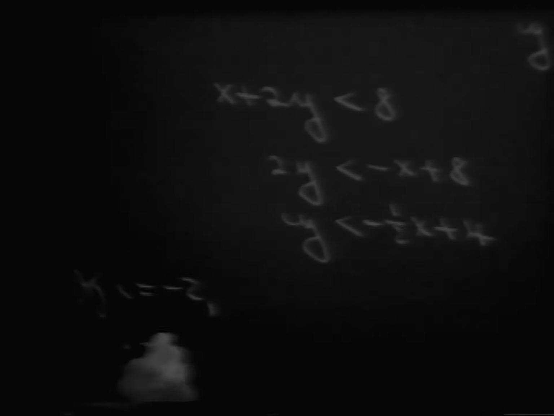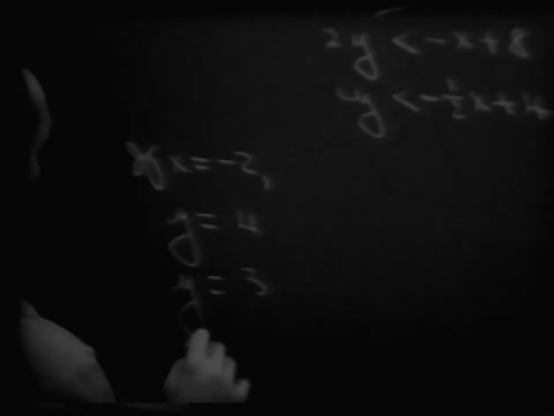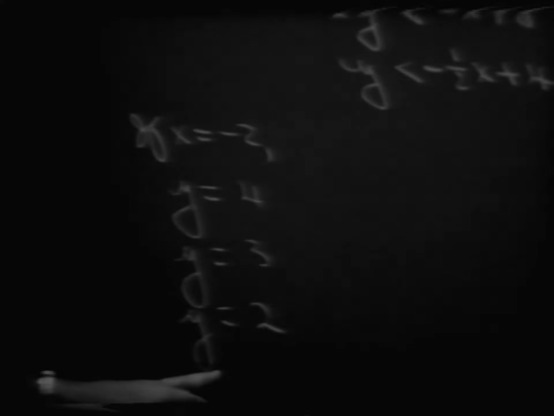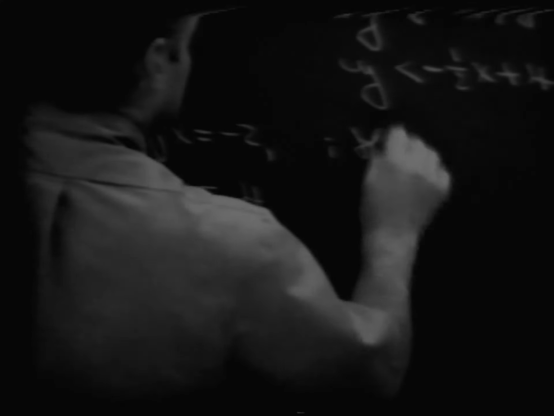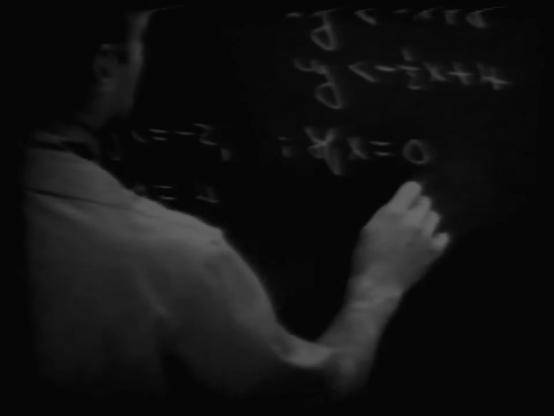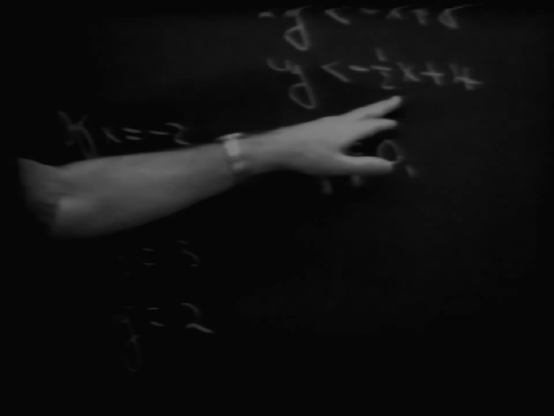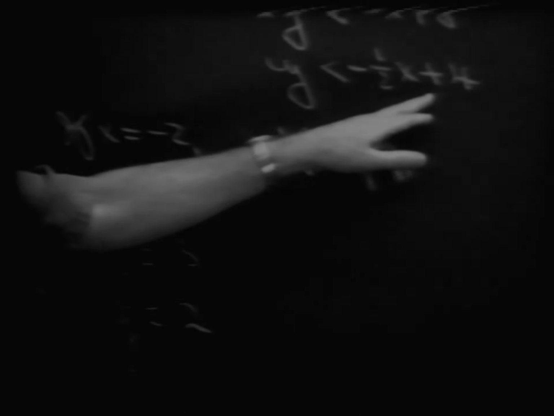So you say, okay, if x is negative 2, give me one value for y. 4. All right, give me another value for y. 3. Give me another value for y. 2. Now, when x is negative 2, we have these 3 different values for y. Okay? Now let's come along and take the next value for x. If x is 0, okay, let's see what happens. Here we have negative a half times 0 is 0 plus 4 is 4.